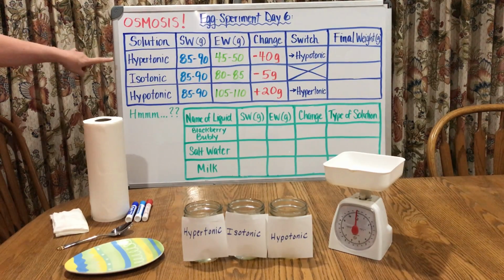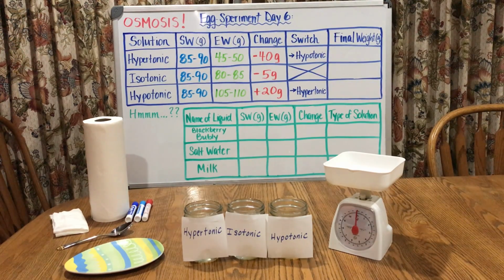Remember, our hypertonic solution was all corn syrup, and corn syrup essentially is like a sugar. It's a very large molecule, and we sunk that egg into pure corn syrup. Our isotonic solution was a mixture of distilled water, mostly about a cup of distilled water, and a little bit of the corn syrup, whereas our hypotonic solution was pure distilled water, which doesn't have any large molecules in it.